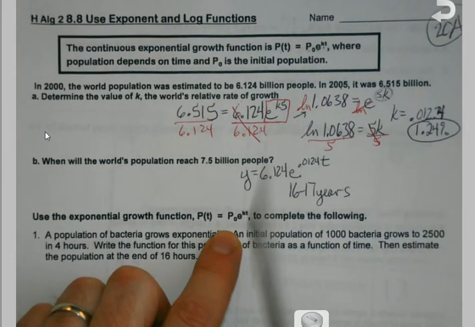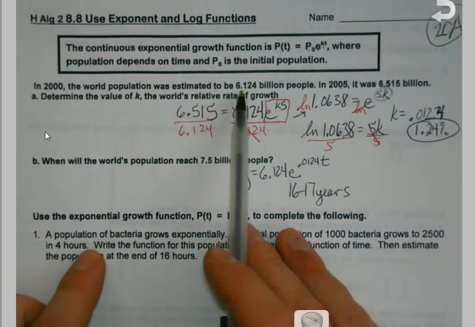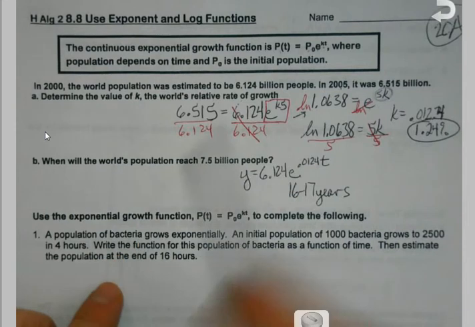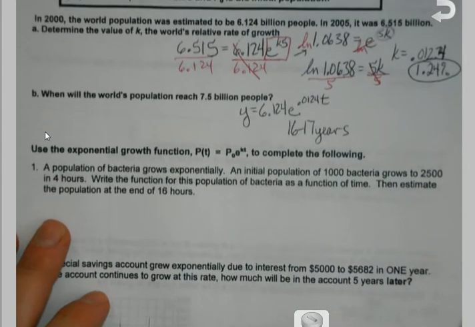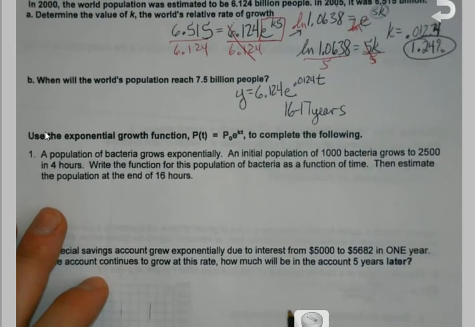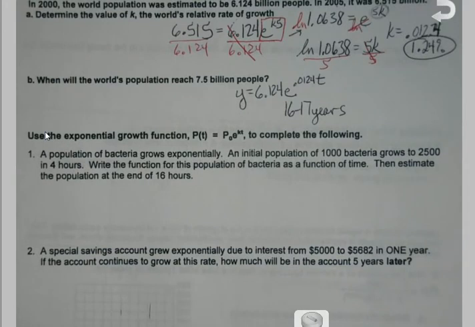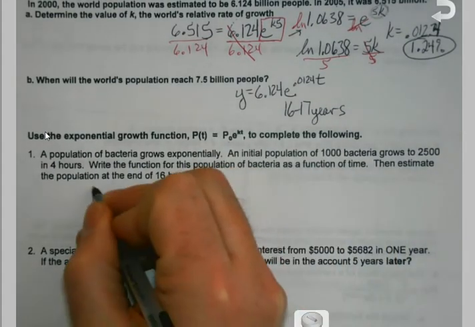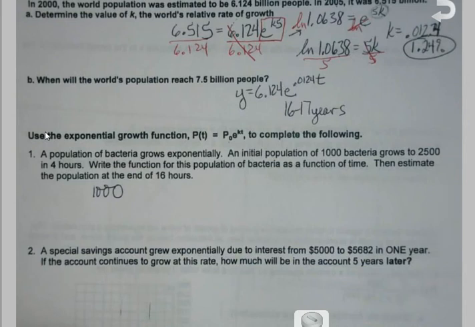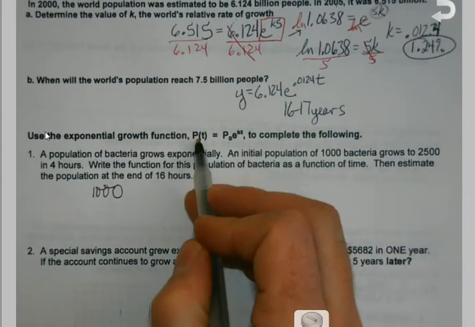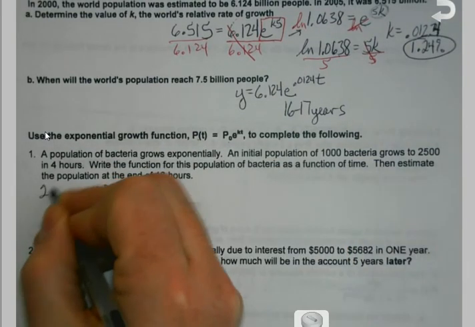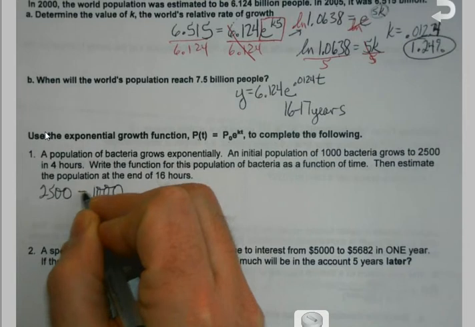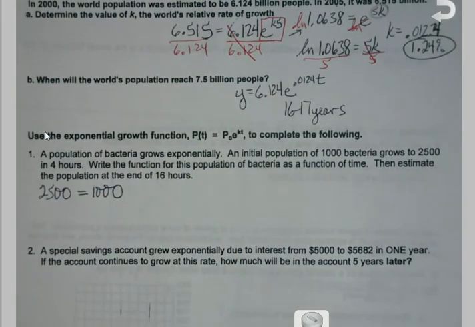Because again, we're still in here. This time we don't have a world population, we have bacteria. I like talking about people better, but hey, don't tell the science people that. So now I've got some bacteria that are growing exponentially. An initial population of 1,000 bacteria, okay, so that's my P sub 0, grows to 2,500, which would be what I'd have here at the end, in 4 hours.